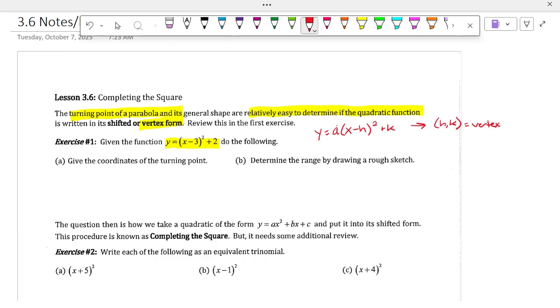So my turning point are these two numbers. And remember, since the negative is within the original formula, this is actually a positive 3. So my vertex is at 3, 2.